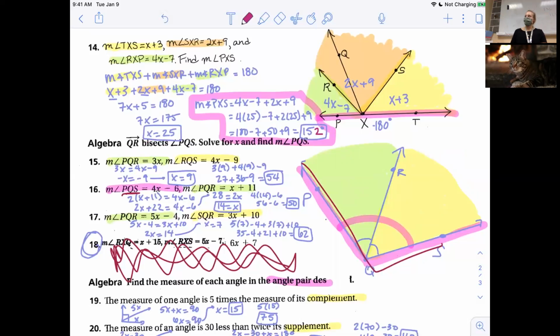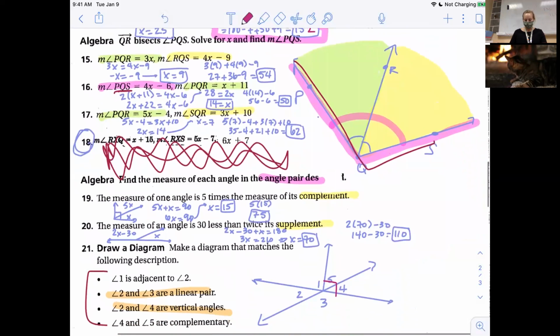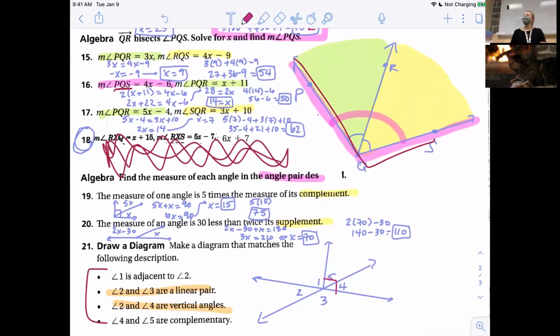All right, I'm going to scroll down a little bit. You'll still be able to see 15, 16, 17. Now you can also see 19, 20, and 21. 21, there's only so many ways to draw that. And just think of it piece by piece.